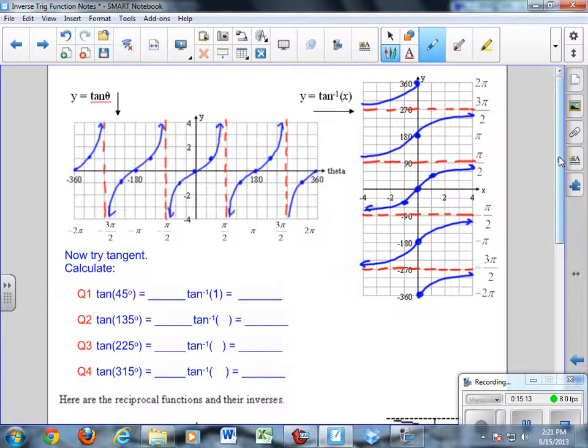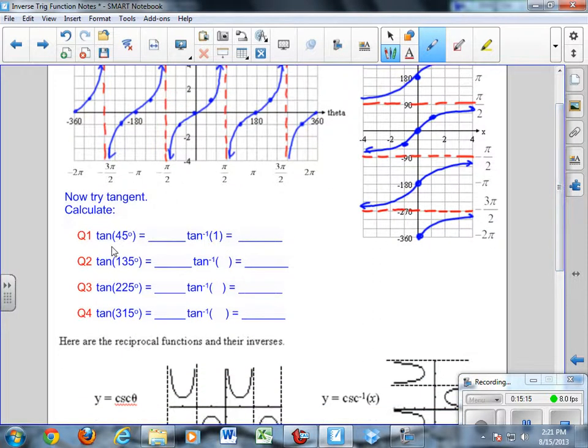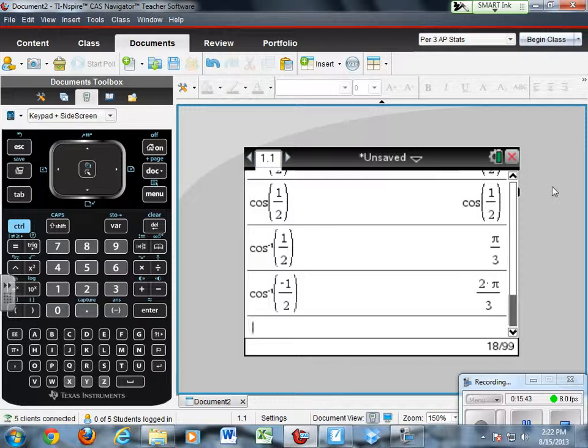Now once again, if I do tangent of 45, 135, 225, 315, notice I'm once again picking nice angles that give me nice trig values for tangent. And these are all of our 45-degree angles: pi over 4, 3 pi over 4, 5 pi over 4, and 7 pi over 4. So on the calculator, let's take a look at those angles and see what kind of trig values I get. So we'll start out with tangent of pi over 4.